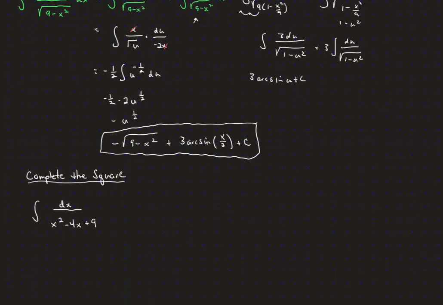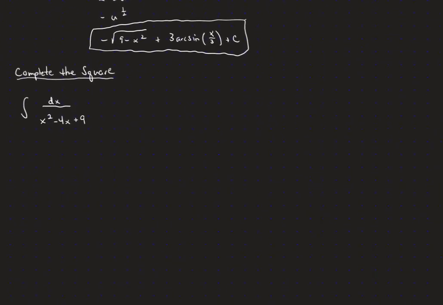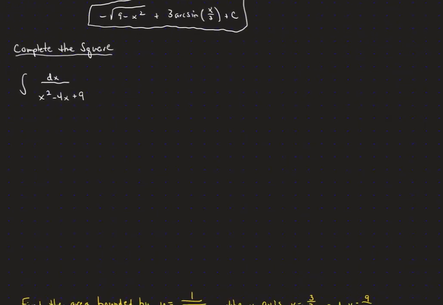Okay, there are more complications. Now we're going to complete the square. Who could forget completing the square? So our thinking process goes, well, could we let u be the entire denominator? If we did, the du would be a 2x minus 4, but we don't have an x in there, so that's not going to work.